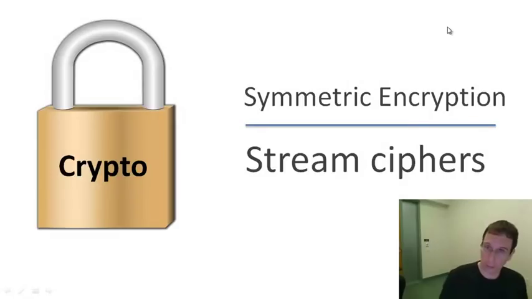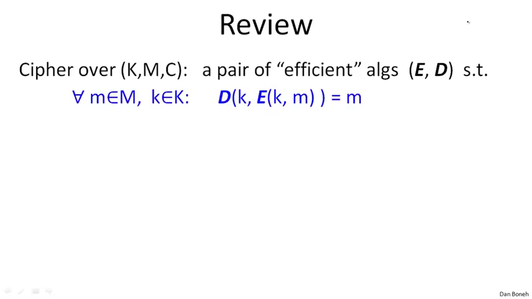Now that we know about the one-time pad, let's talk about making the one-time pad more practical using something called the stream cipher. But before we do that, let's do a quick review of where we were. So let me just remind you that a cipher is defined over a triple of sets called a key space, a message space, and a ciphertext space.